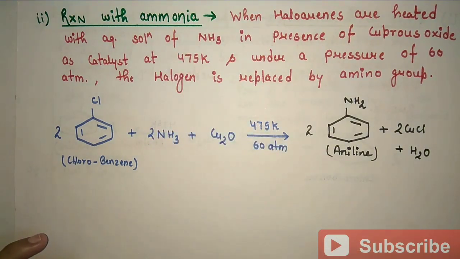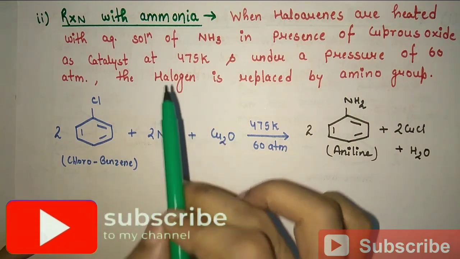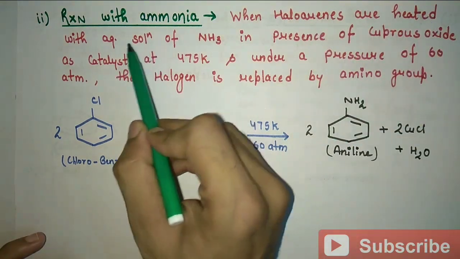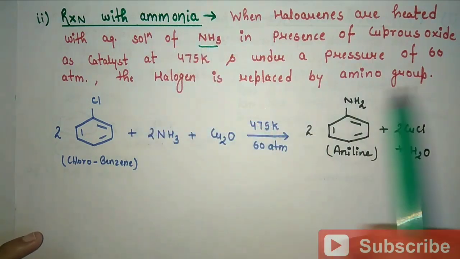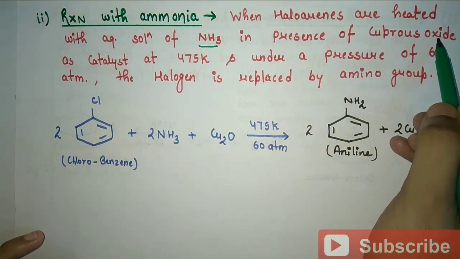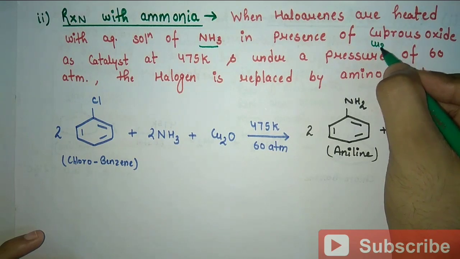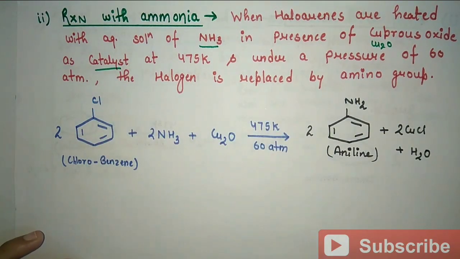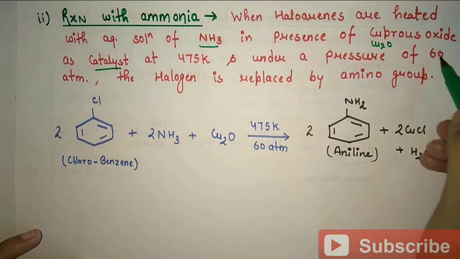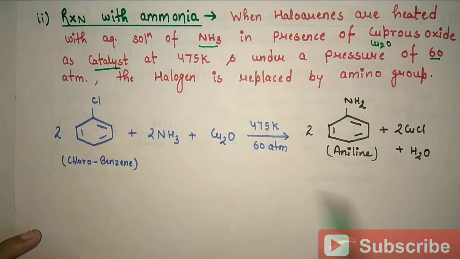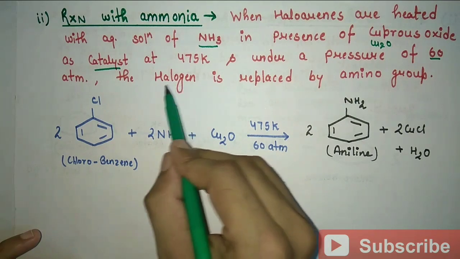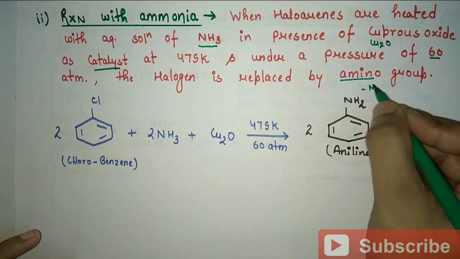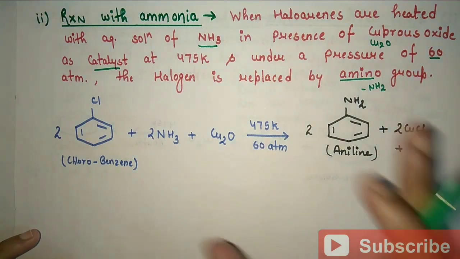So what happens when our haloarenes react with ammonia? Okay, so when haloarenes are heated with the aqueous solution of ammonia in the presence of cuprous oxide, that is Cu2O, as a catalyst at 475 Kelvin and under a pressure of 60 atmosphere, the halogen group of haloarene is replaced by the amino, that is NH2 group. Okay, so this is the reaction with ammonia.